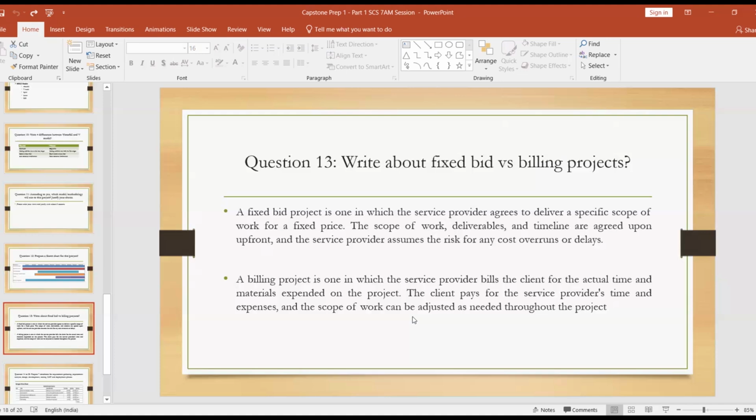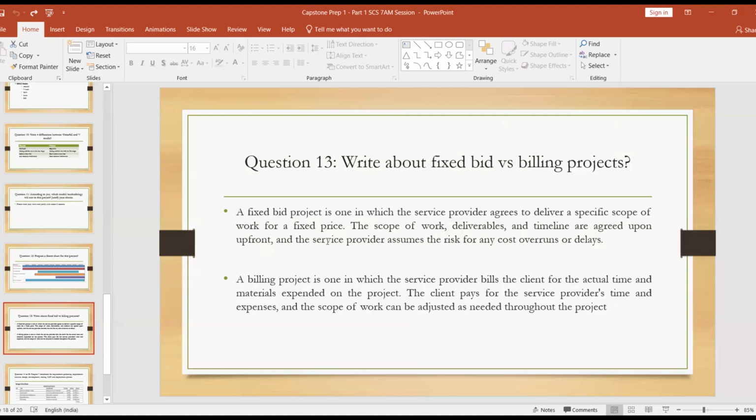In a fixed bid project, clients know exactly how much the project will cost. But in a billing project, for a few projects we can't assume that the project will be completed within a fixed scope. So the client will have a contract on the basis of the billing process: whatever human resources are involved and how long they are involved, everything will be billed accordingly, and the client will be paying the vendors accordingly.